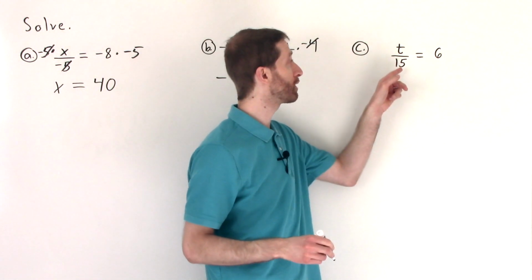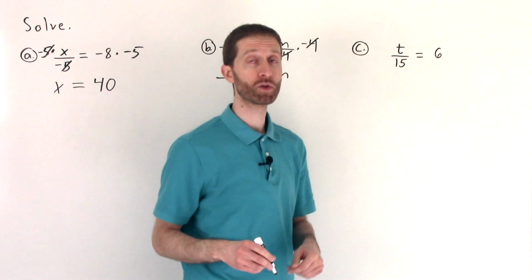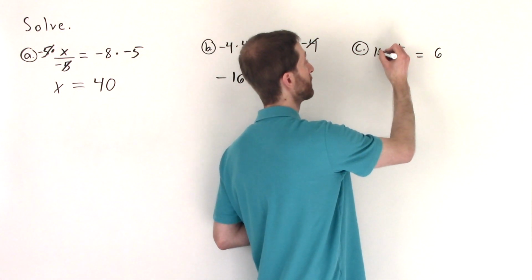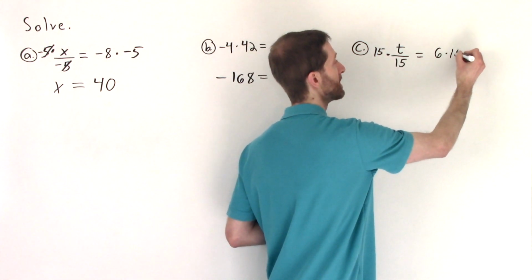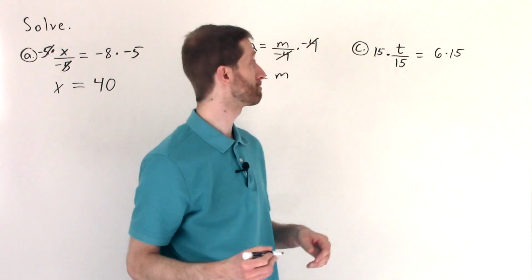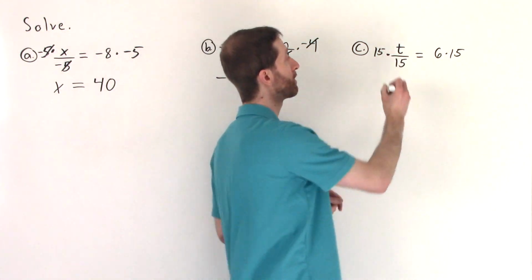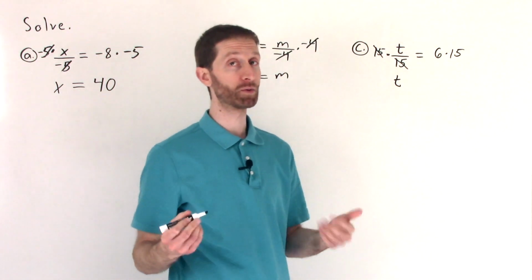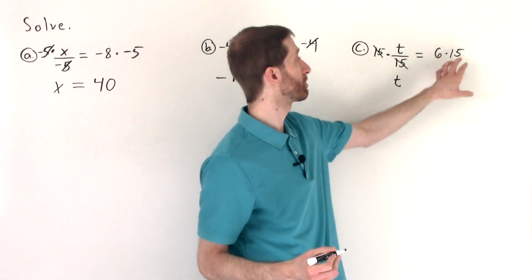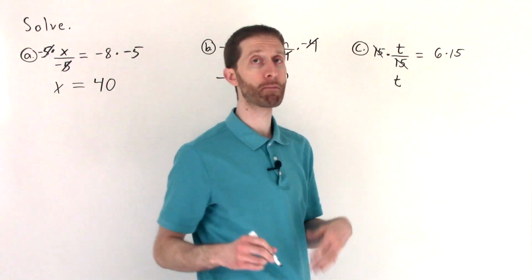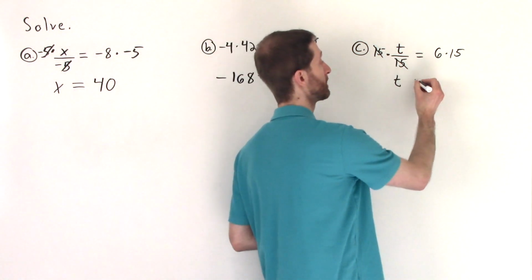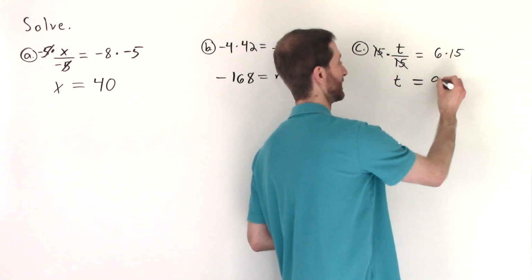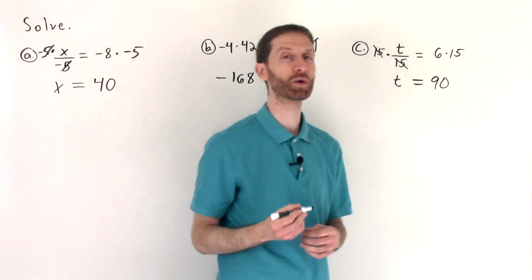We've got t over 15 is equal to 6. We want to undo division by 15. We do that by multiplying by 15, of course, on both sides to maintain the truth of that original equation. We notice that 15 divided by 15 is 1 times t is just t. So we've isolated the variable. That was our goal. Now we'll focus on simplifying the result of having multiplied both sides by 15. 6 times 15, well, that is equal to 90. Nice. And that's it as far as solving these equations is concerned.